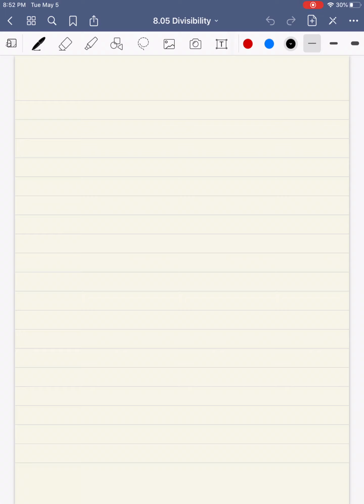Hi everyone. So today's lesson hopefully is a little bit easier than yesterday's concept. This is going to be section 8.05, divisibility. I'm sure you all have a concept of divisibility, where numbers divide other numbers. But let's actually put a general definition to divisibility.